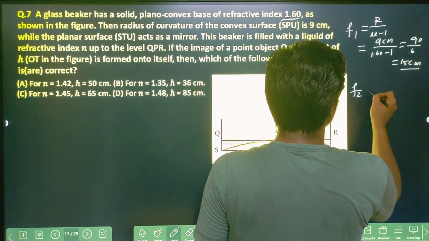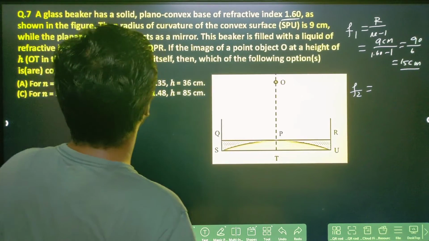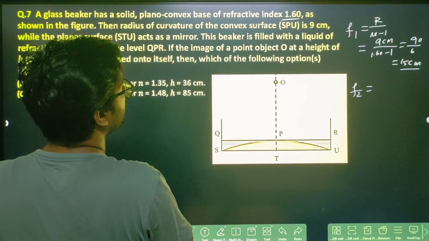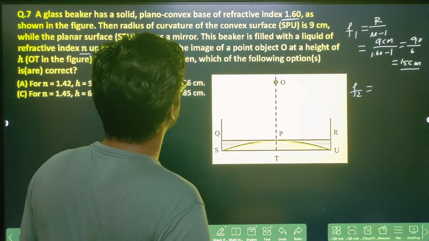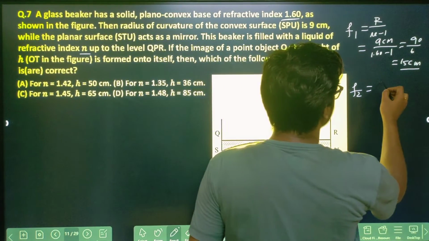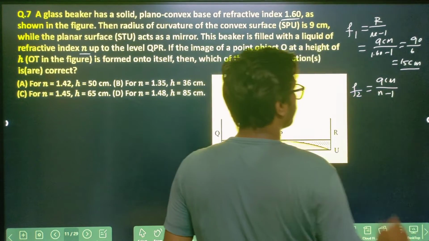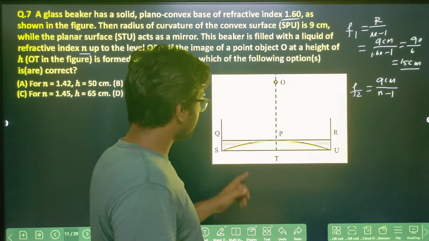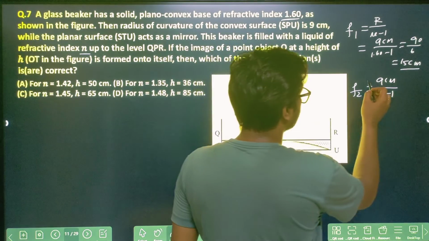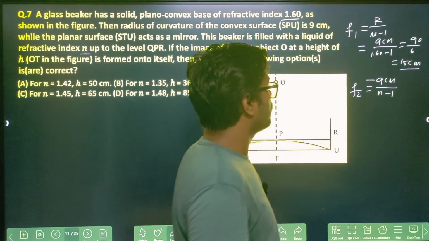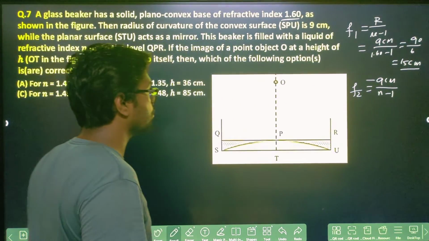So F1 for the plano-convex will be 15 centimeter. For F2, that is for plano-concave, they have not given the liquid refractive index, they have given n as the liquid refractive index, right? So the radius of curvature is obviously the same, 9 centimeter divided by n minus 1. This will be your F2. But for plano-concave, F2 should be negative, right? This is positive and this should be negative. By formula you know this thing.